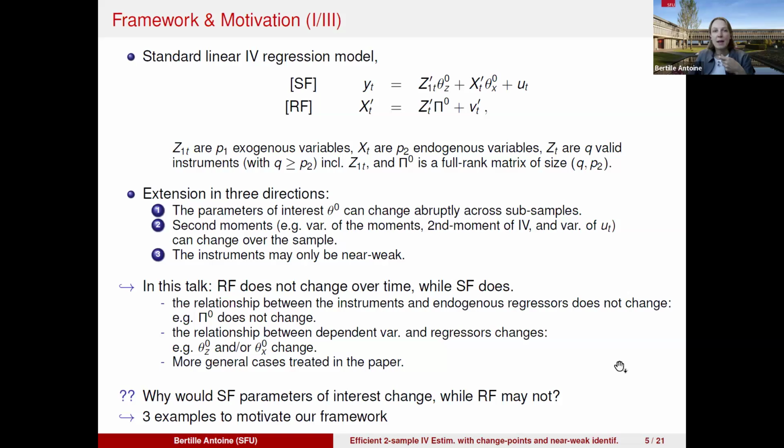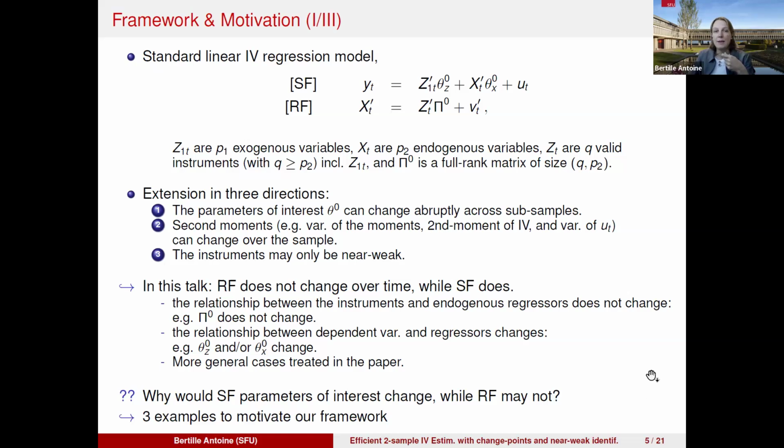All right, so as I mentioned, our framework is really the standard linear IV regression model. So we have a univariate dependent variable that I call little y. And then I have 2 sets of regressors: included exogenous variables that are Z1, and then endogenous variables X. And of course, to handle the endogeneity of X, I have access to instruments, and all these instruments are collected in big Z, collecting the new instruments as well as the exogenous variables that are common to both equations.